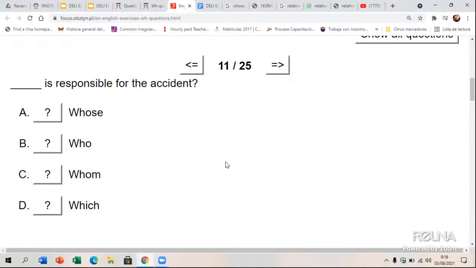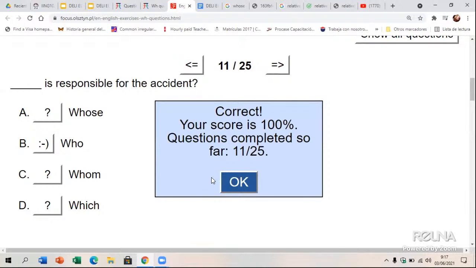The next is responsible for the accident. Who's, who, whom, which? Jairo, who? In this case, yeah, the use is different because if we don't have a preposition here, like to or for, no se usa el whom aquí. Y tampoco la construcción y el meaning no te da para eso, ¿ya? Así que, who is the answer? Who is responsible for the accident, okay?